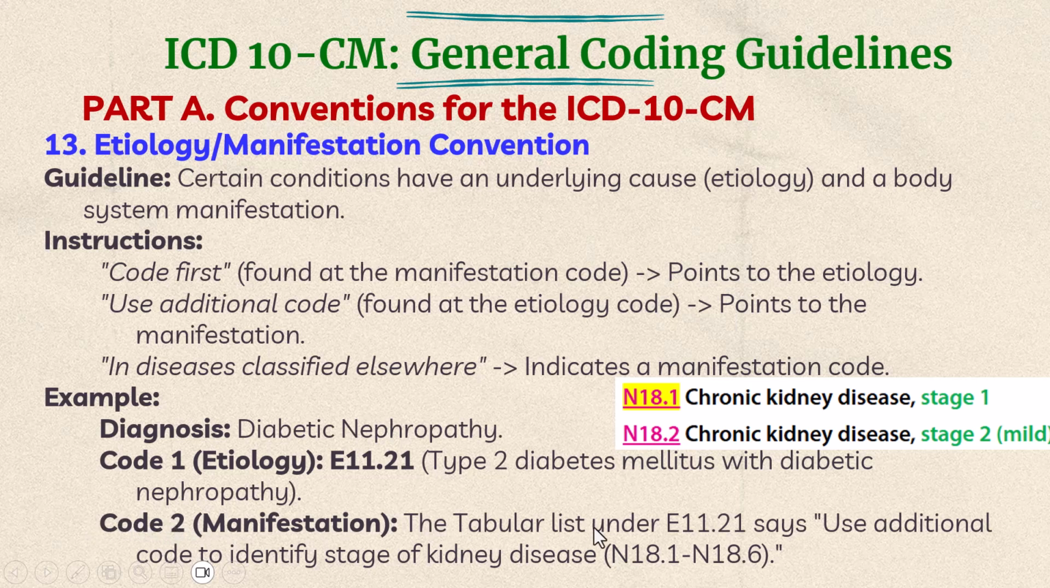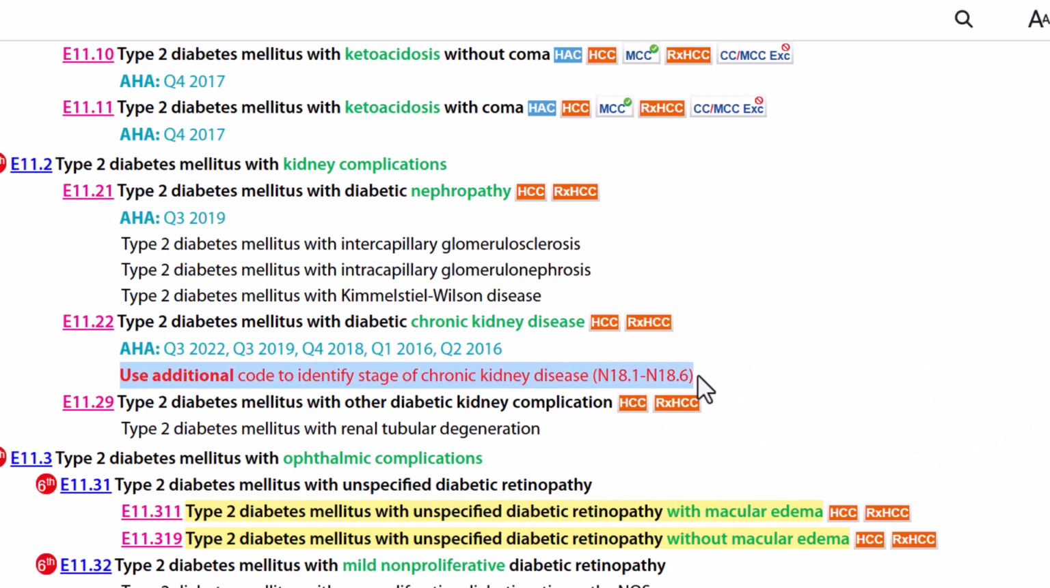The tabular list under E11.21 says use additional code to identify stage of kidney disease. Then you have to go for the kidney disease stages. Here you can see below the code, it says use additional code to identify stage of chronic kidney disease, that is N18.1 to N18.6. So this is the secondary code, the second code.